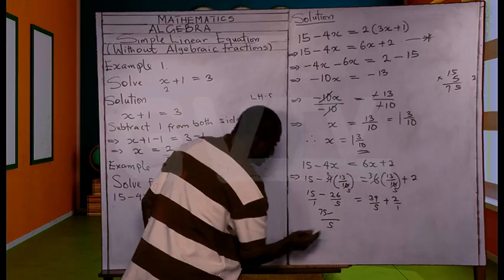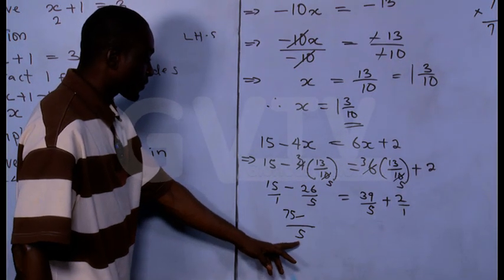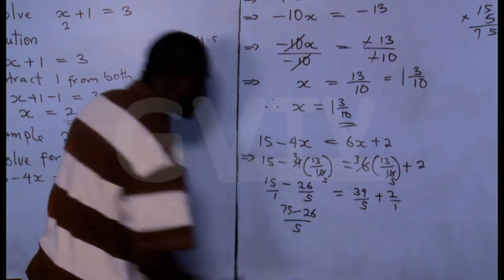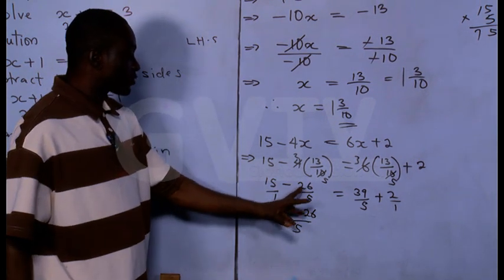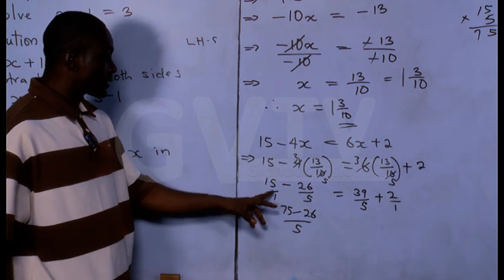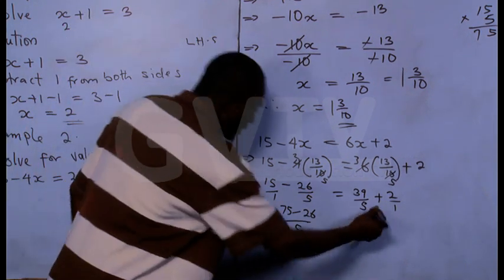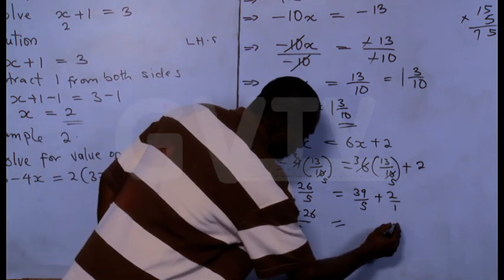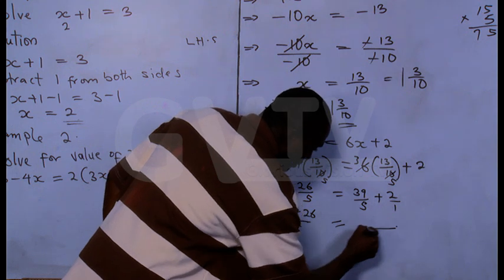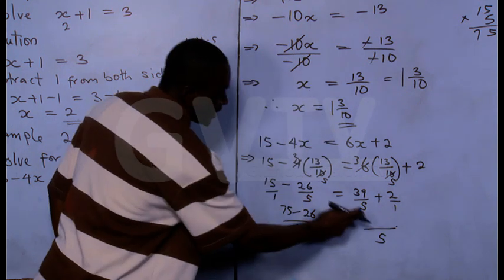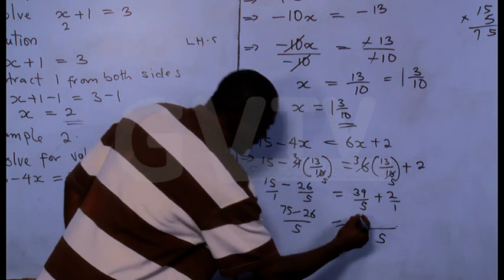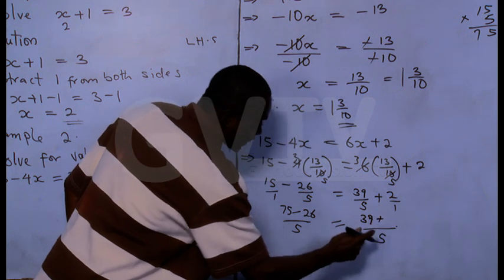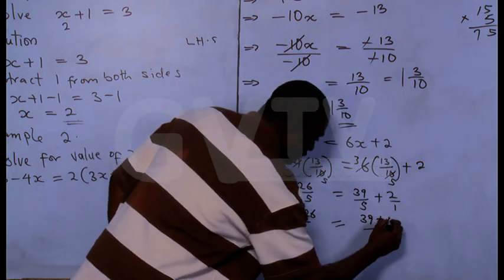Okay, now so we have 75. This minus sign is this. 5 in 5 is 1. 1 multiplied by 26 will give us 26. Okay, what we did there is that we subtract 26 over 5 from 75 over 1. Okay, now with this, let's check. The LCM we have here is 5 as well. 5 in 5, 1. 1 multiplied by 39, we have 39. Plus 5 in 5, 5. Multiplied by 2 gives us 10.